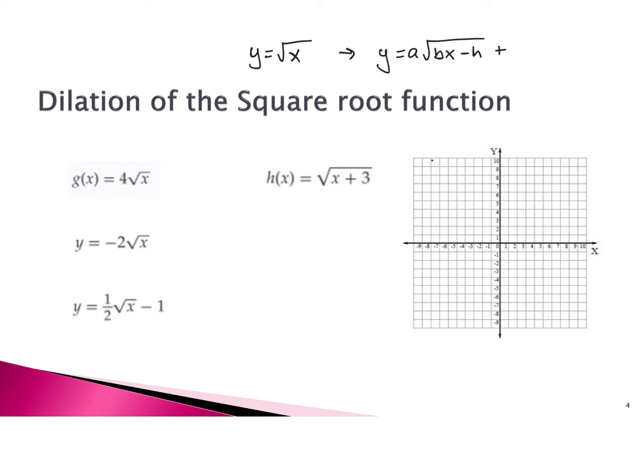Now I want you to notice a few things while you're looking at this. Number 1, all the letters are in the exact same spot. Beforehand, b and h were inside the parentheses, but now they're under the radical. a and k are not under the radical. So same places, same signs, same jobs.